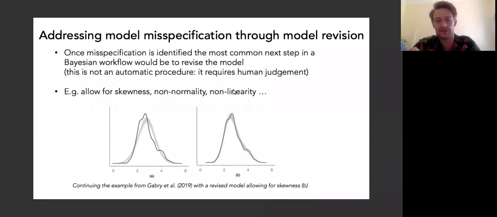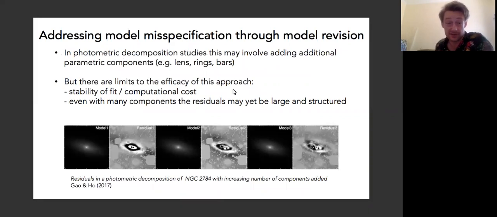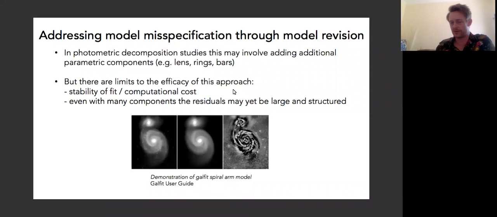In the Gabry example, they say, okay, if we have this mismatch where asymmetry is the problem, let's look towards fitting a skew normal distribution and work in that direction. If we would translate that to photometric decomposition studies, the natural extension would be to say, well, we should add more components, some lenses, rings, and bars. But unfortunately, there are a lot of limits to what we can do with this. In particular, the stability of the fit starts to break down and the computational cost starts to increase a lot. And even with many components added, we have lots of examples from the literature where the residuals are still very large and structured. So although it's made some improvement, we certainly couldn't say that this is the end step for this type of process.